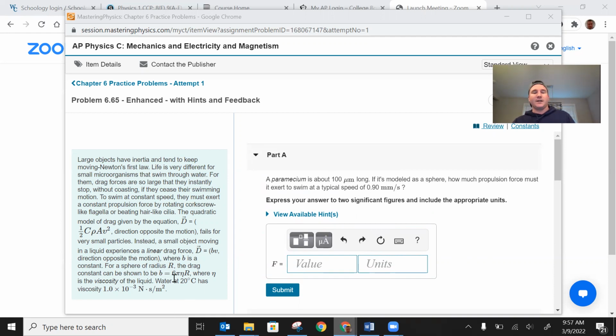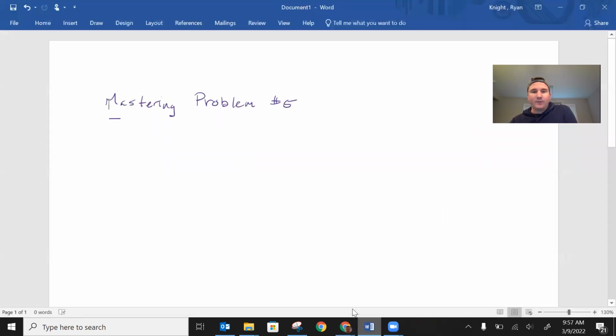Over on the left side here, it gives us the equation for a small object moving in a liquid. Drag force is equal to B times V, where B is this constant, 6 pi eta times R. So I'm going to write that down real quick. Mastering problem number 5. Drag force is equal to B times V, where B is equal to 6 pi eta times R. So if we can figure out B, all we have to do is multiply it by the velocity that we're going, and we can figure out our problem.